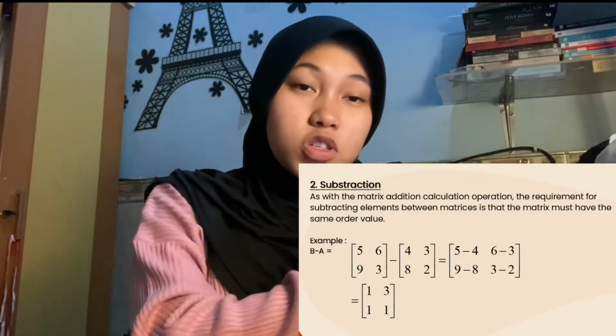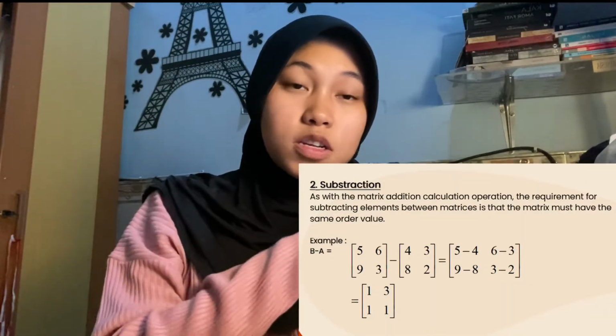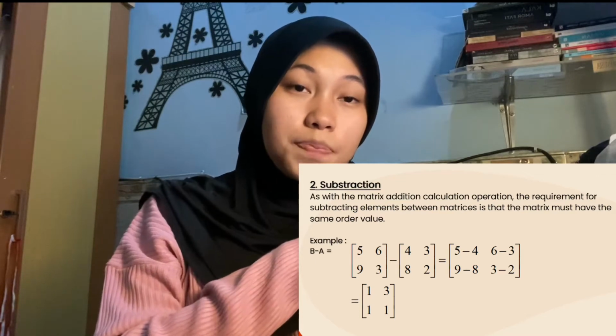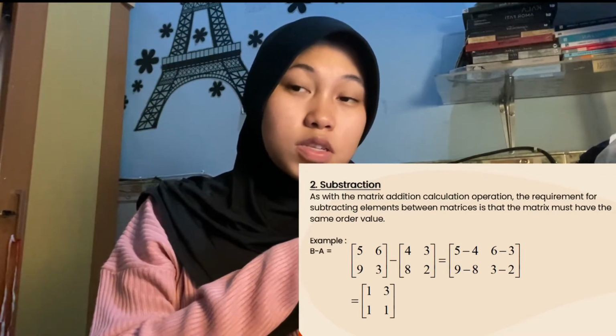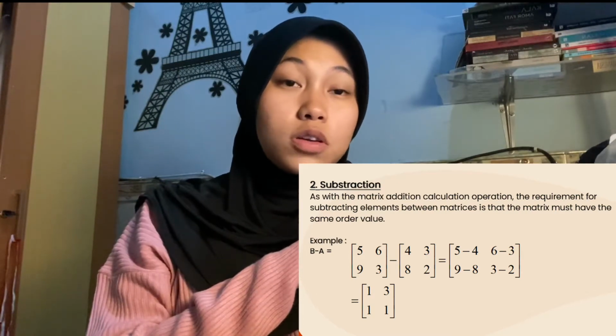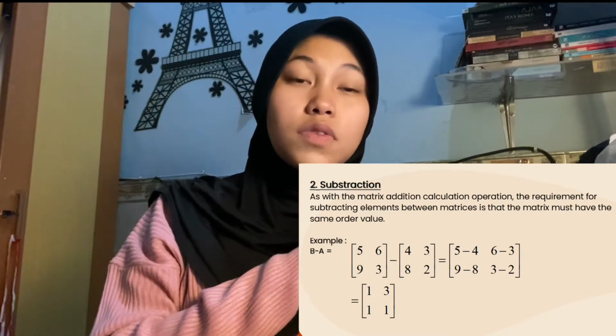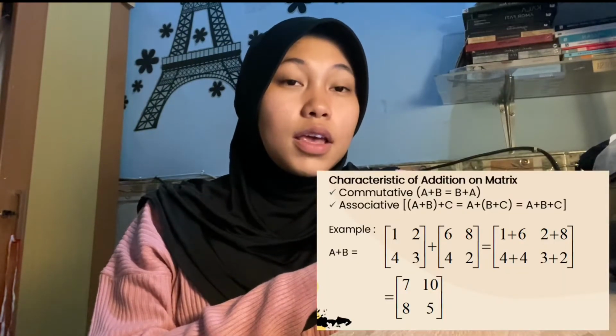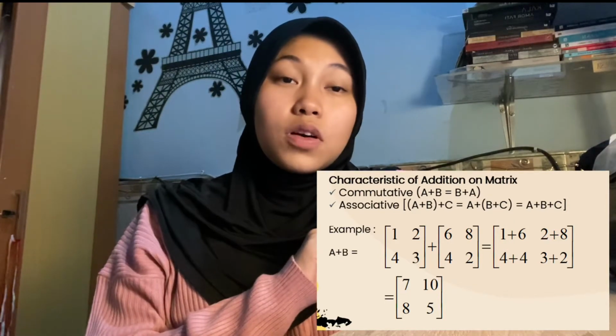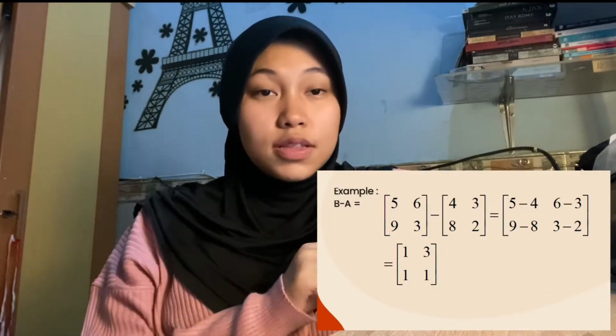Addition and subtraction have the same requirement if we want to operate them. If we want to add or subtract matrices, they should have the same order, meaning the same number of rows and columns, so we can operate them. And here's the example of addition and subtraction.